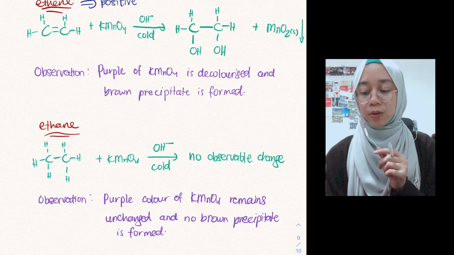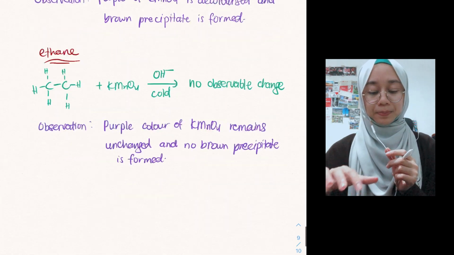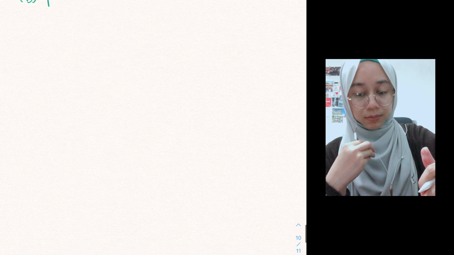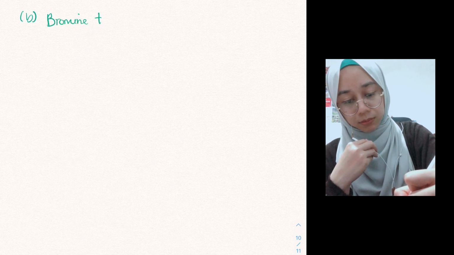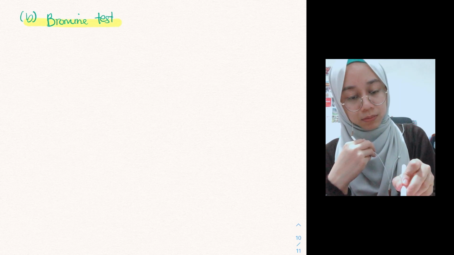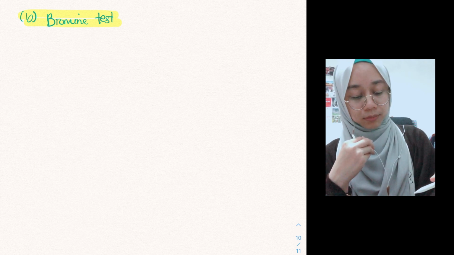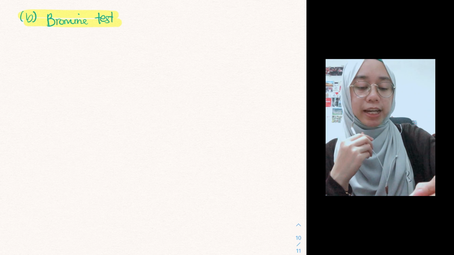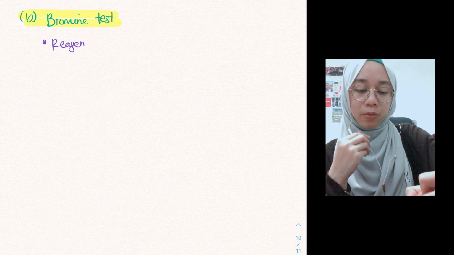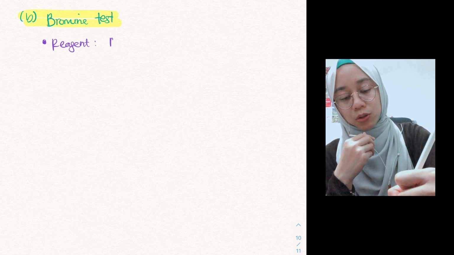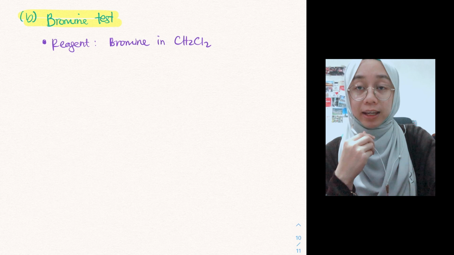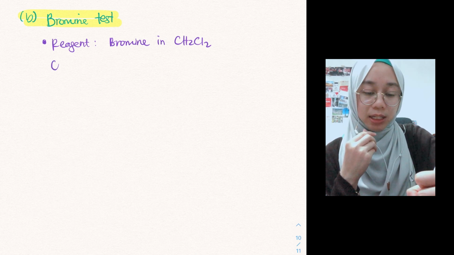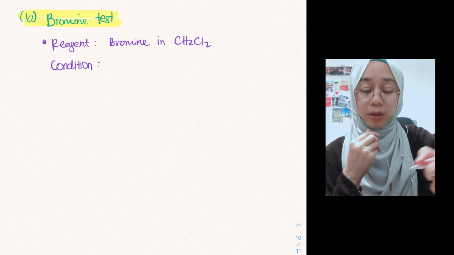Okay, so kita tengok pula kalau untuk test yang kedua, which is bromine test. Okay, so first kita tengok dahulu reagent yang kita guna. So obviously we need bromine. Okay, nama pun bromine test. So we need bromine. So bromine ni pula it has to be in inert solvent kah? So inert solvent kita akan guna dichloromethane. Okay, dichloromethane CH2Cl2.